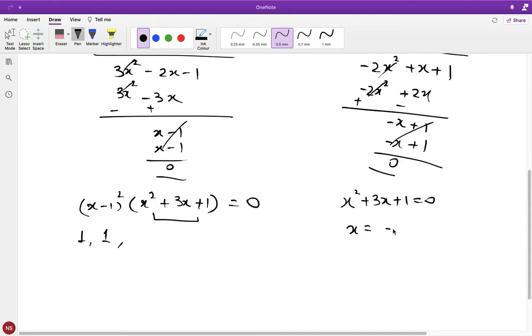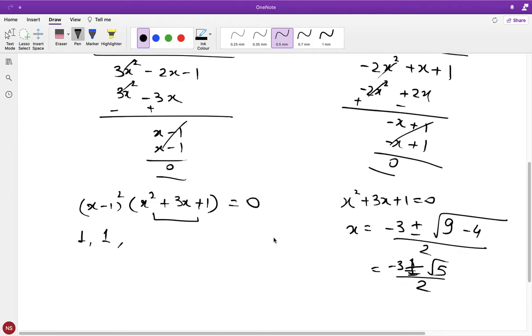This implies that x equals minus b plus minus square root of b square minus 4ac by 2a. So 9 minus 4, minus 3 plus minus square root of 5 by 2. So minus 3 plus root 5 by 2 and minus 3 minus root 5 by 2.